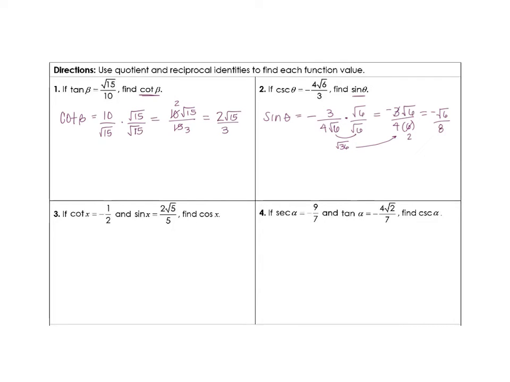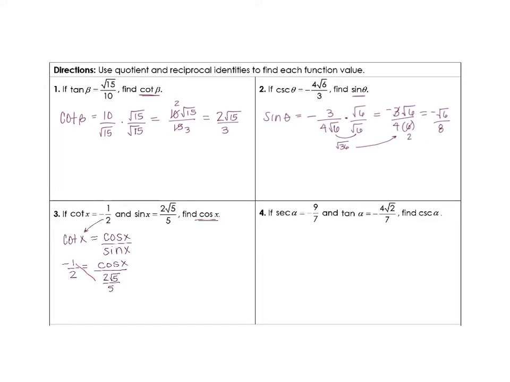Here we're told that cotangent is negative 1/2 and sine is 2 root 5 over 5. And we have to find cosine. So all 3 of these terms would be related with cotangent of x is going to be equal to cosine of x over sine of x. That's one of our identities. Now we will sub in here, so I have negative 1/2 is what I'm given. Cosine of x is what I'm looking for, and sine of x I was given is 2 square root of 5 over 5.